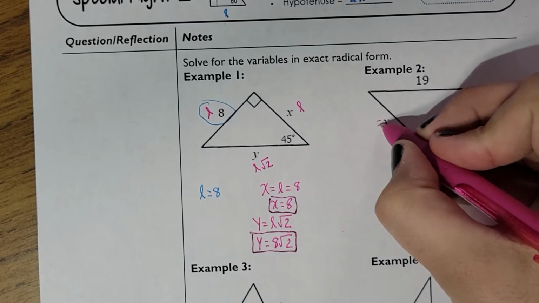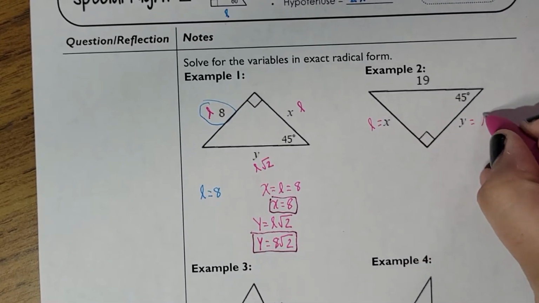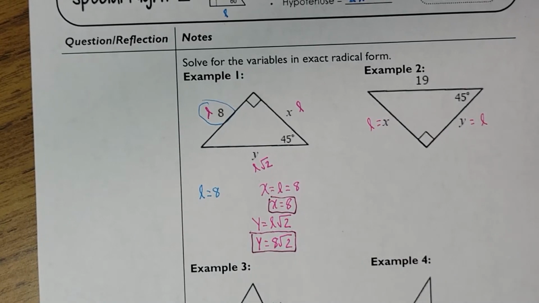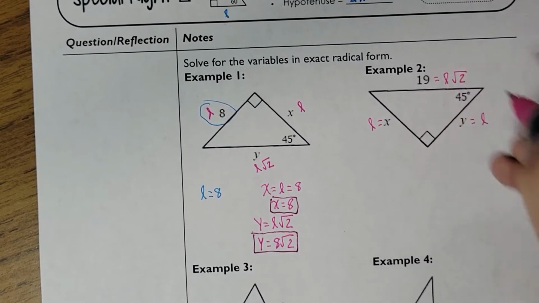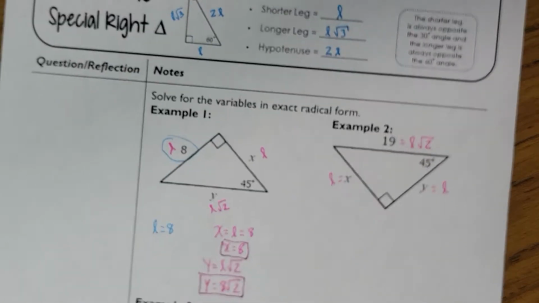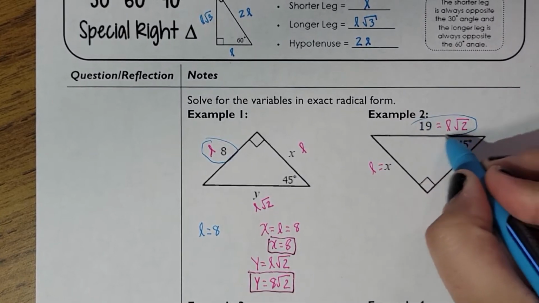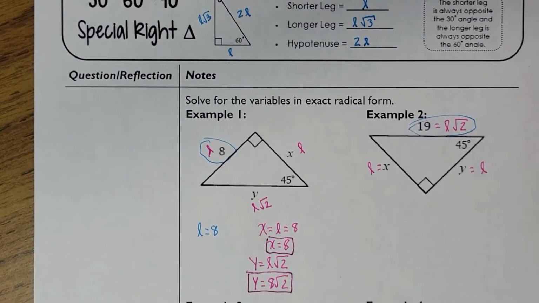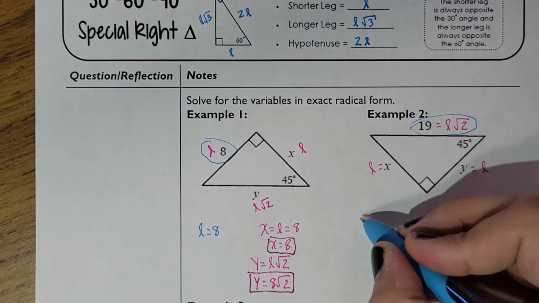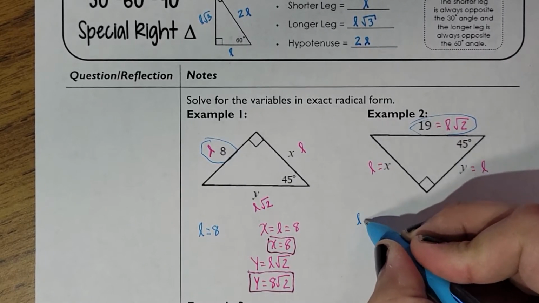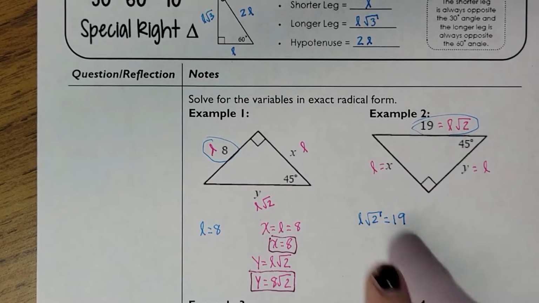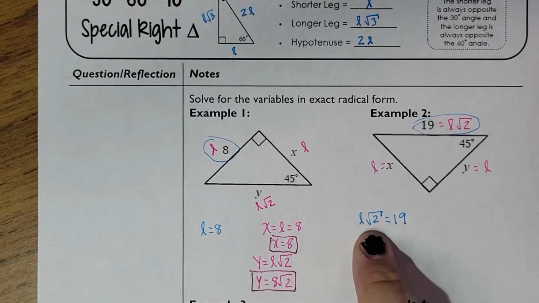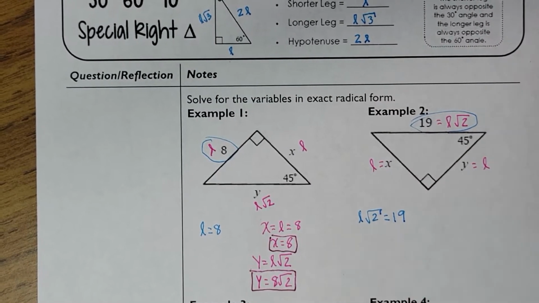Now, something like example 2 is a little bit tougher because when I go and put my labels here, X is L and Y is L. So those ones we know are equal to each other, but I don't know what they're equal to. And 19 is L square root of 2 because it's the hypotenuse side. Well, that means that the key to solving this problem is going to be right here. But it's not solved for L, and I need to solve it for L. So we're going to start with that. We're going to put L square root of 2 equals 19. Remember, this just means L multiplied by the square root of 2. So I just need to solve that.